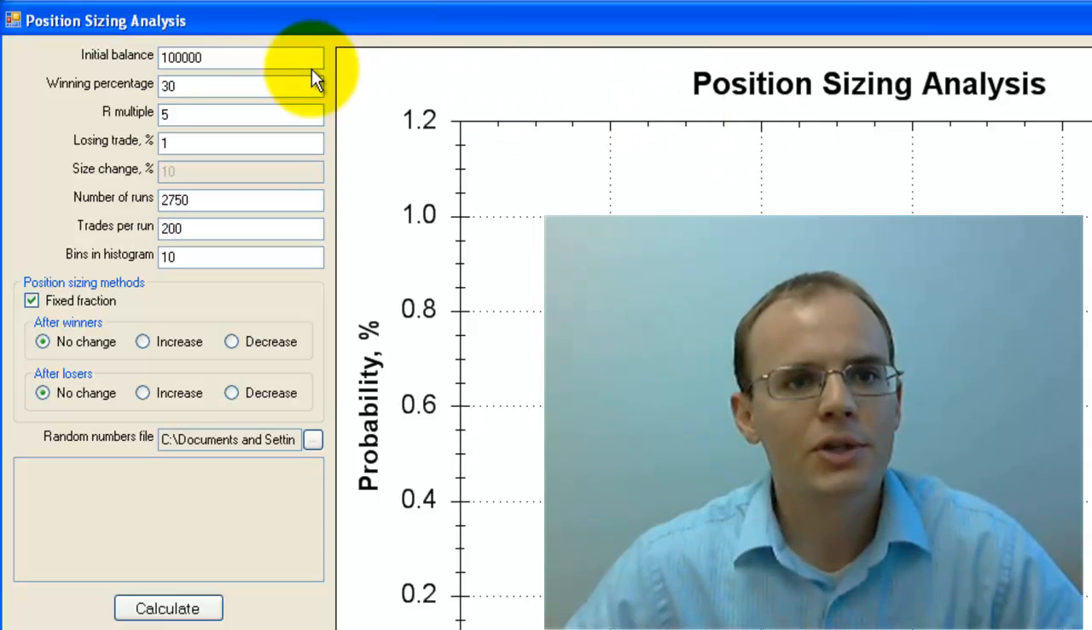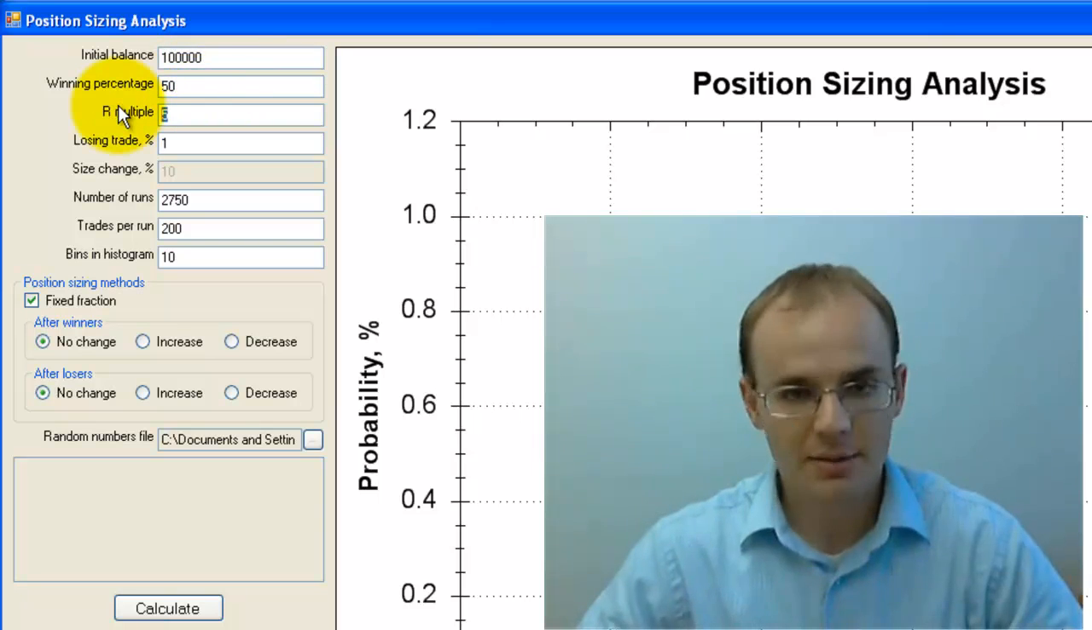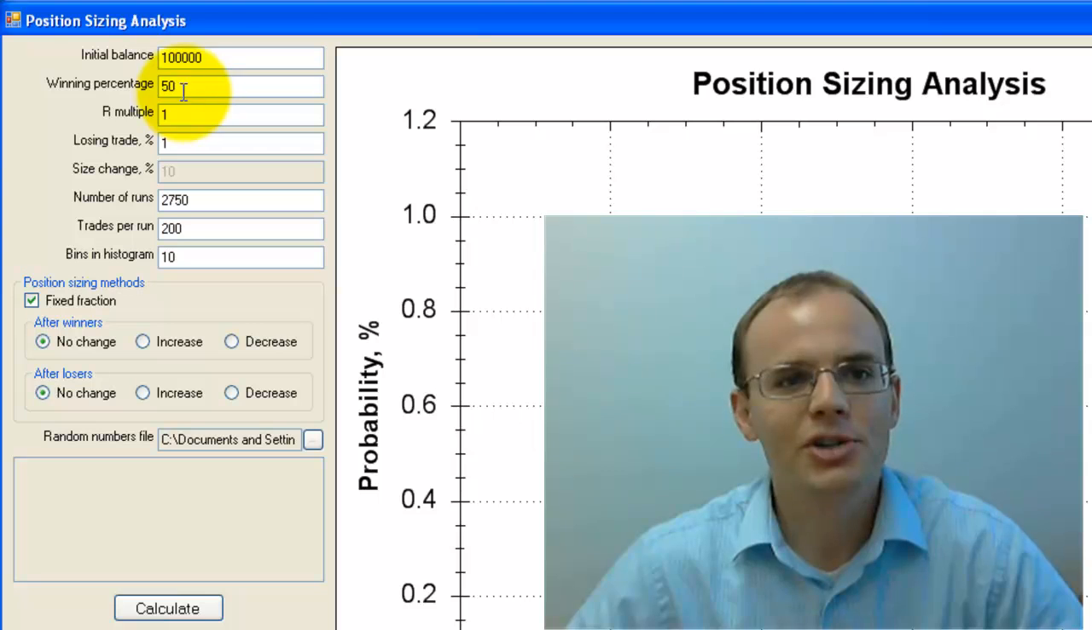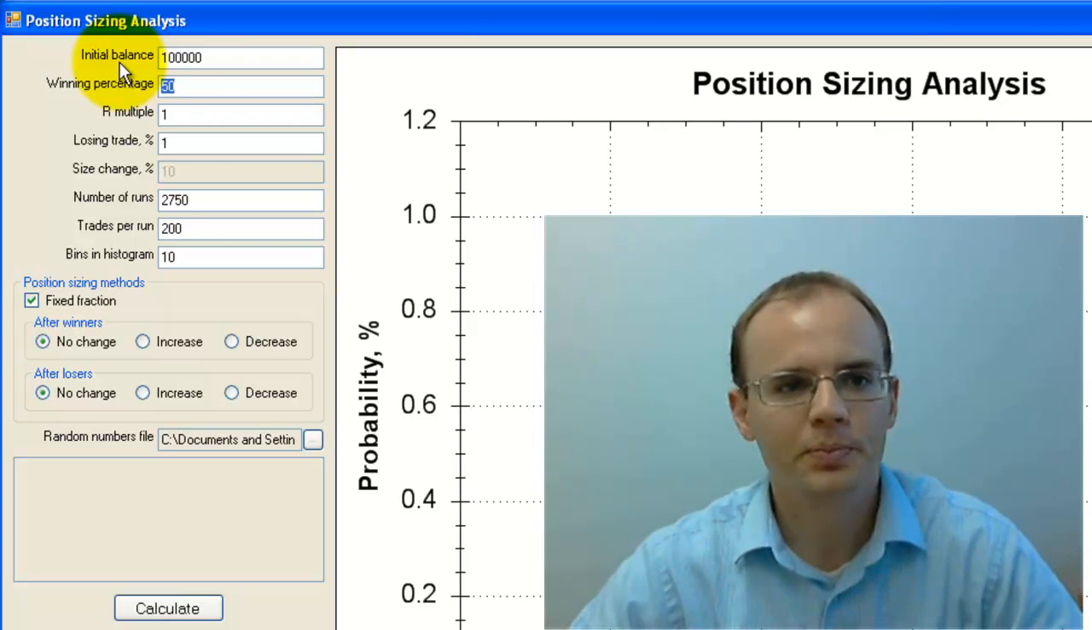So to start, the first column here is the initial balance, and that ought to be straightforward. It's the amount of money in your account. The next one is the winning percentage. I think that's also straightforward. Here we're going to win 50% of the time and we lose 50% of the time.